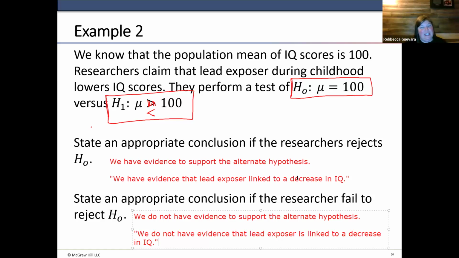However, what we're going to see here is that sometimes we're wrong. Even though our tests may say we support this one claim or we don't have evidence to support this claim, there's always a chance that our evidence is wrong.